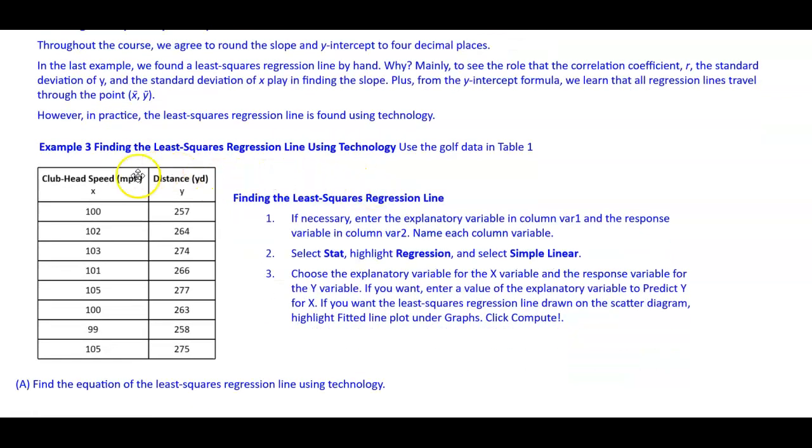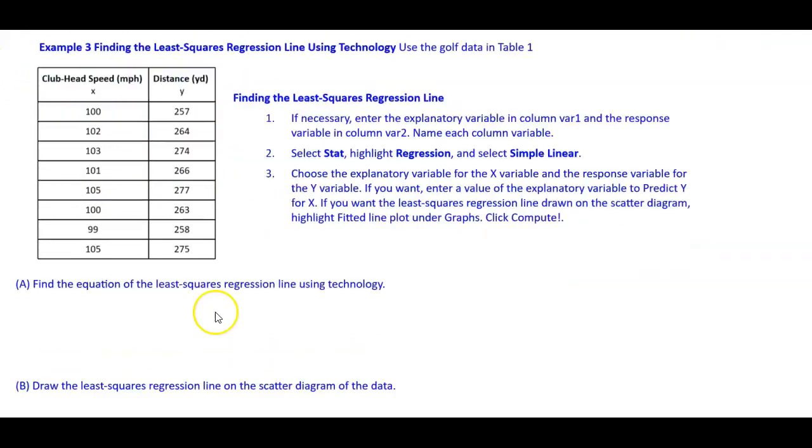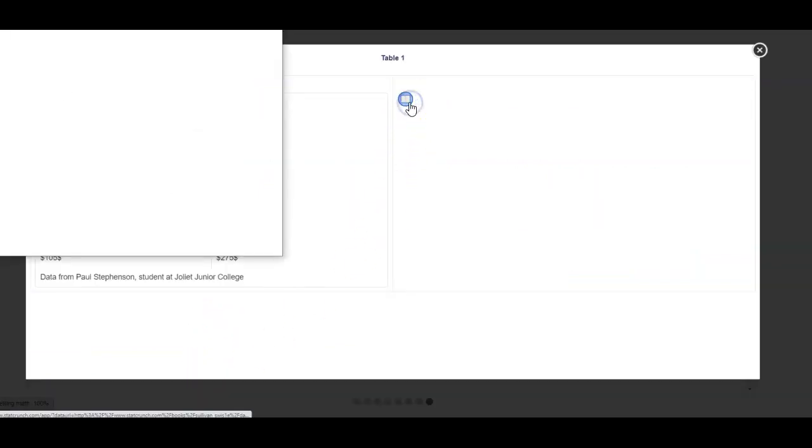So, for example 3, finding the least squares regression line using technology, we're going to use the golf data in table 1 here. We want to find the least squares regression line. Okay, so the first thing I'm going to do is I'm going to open up the data in StatCrunch. So here's the data.